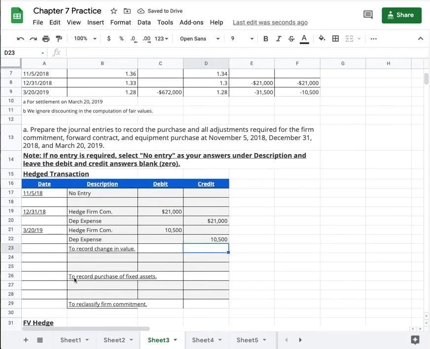Then we need to record the purchase of the fixed assets. So this is going to be your PP&E or some sort of equipment account and a credit to cash. And this was given to us as $672,000.